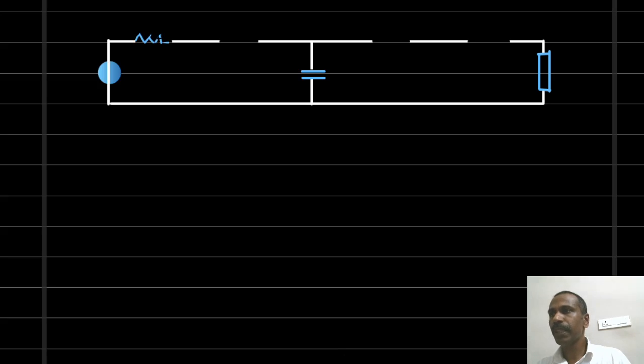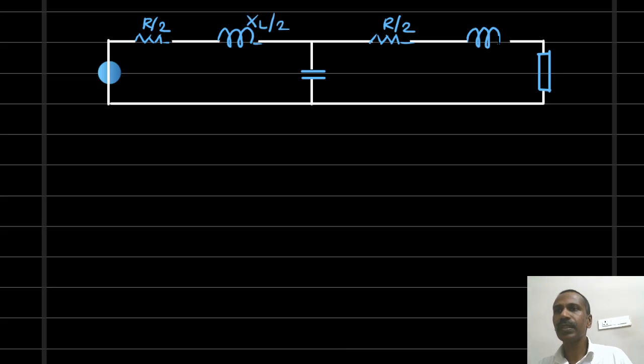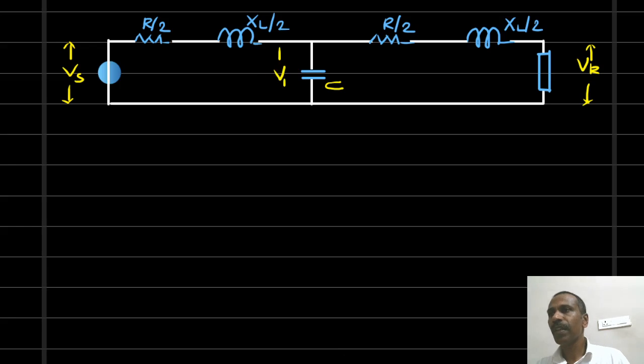Half of the resistance is placed on the left side of the line. Half the resistance is placed on the right side of the line. Half the reactance on the left side. Half the reactance on the right side. The receiving end voltage is VR. The sending end voltage is Vs. The voltage across this capacitor is taken as V1.